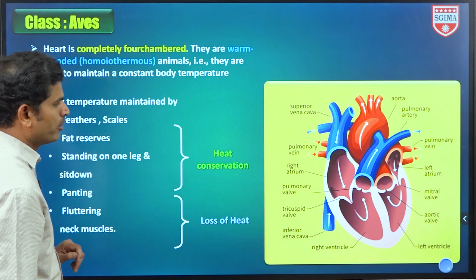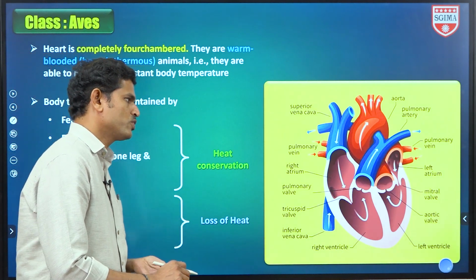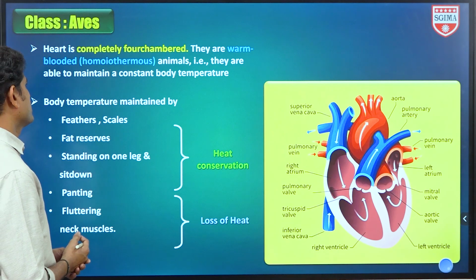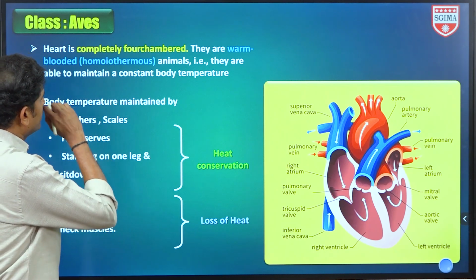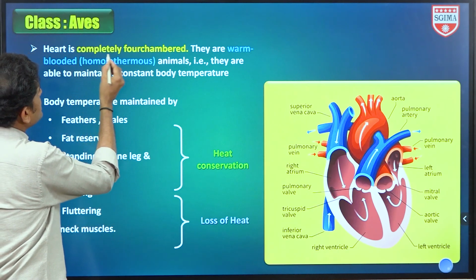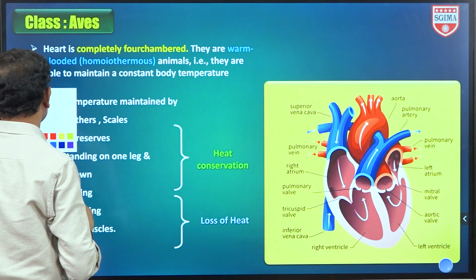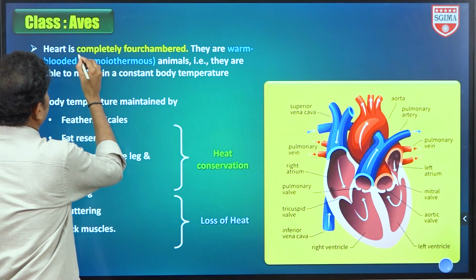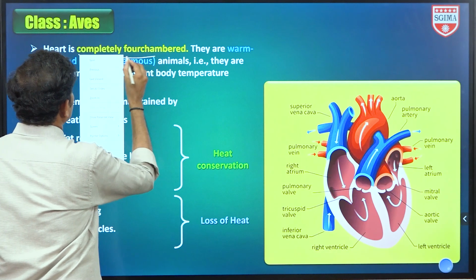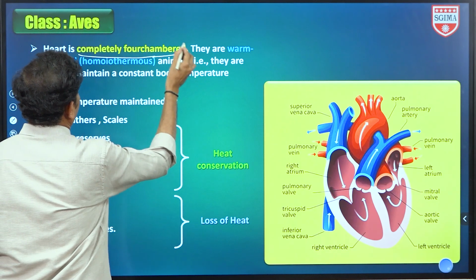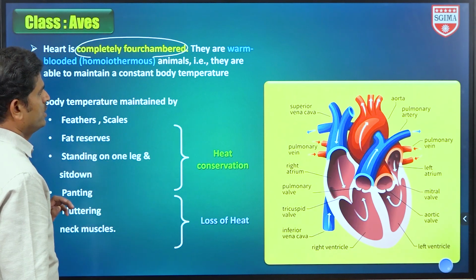Next another one is circulatory system. Digestive system complete हो गया. Next one circulatory system. Circulatory system में इधर the given point is heart is completely four chambered. Completely four chambered heart is present in these organisms. Okay.